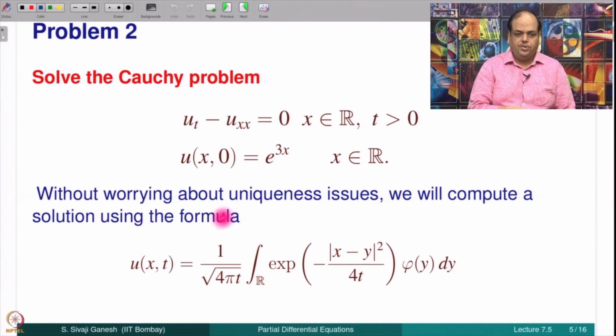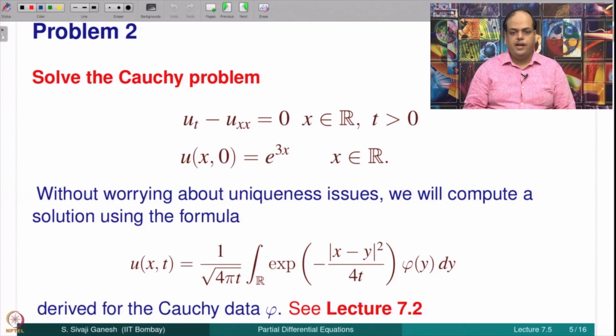So, we will compute a solution, maybe that is the solution, that is the only solution in some class, or maybe there are more solutions, we do not know yet, because this may not belong to the class for which the uniqueness theorem holds. In fact, we have not discussed much about uniqueness theorems, for which I have just given you the reference of the book by Di Benedetto on PDEs. You can look at it at your leisure time. But as far as this course is concerned, we simply want to compute this integral with phi of y equal to e power 3y. Can we do it or not?